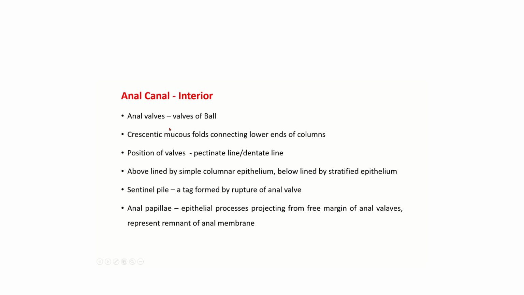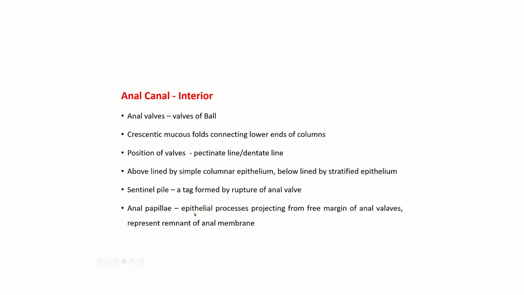So anal valves, also called valves of Ball. These are crescentic mucous folds connecting the lower ends of the columns. The position of the valves represents the pectinate line or dentate line. Above it is lined by simple columnar epithelium, below it is lined by stratified epithelium. A tag formed by rupture of an anal valve is called sentinel pile.